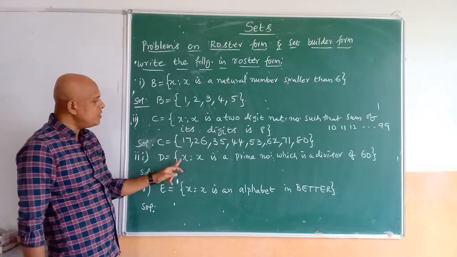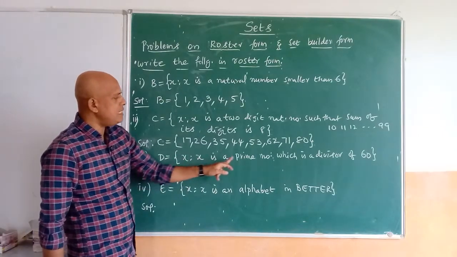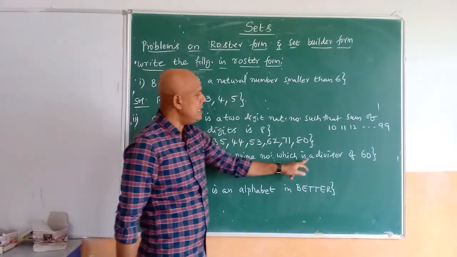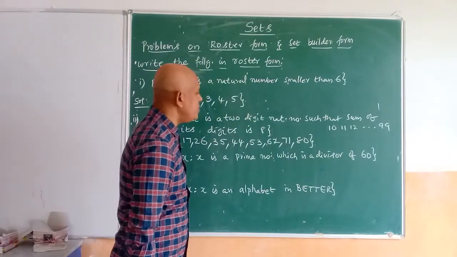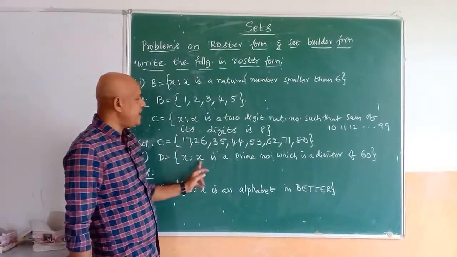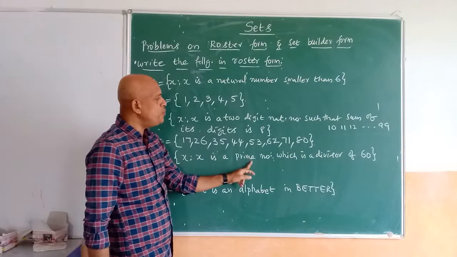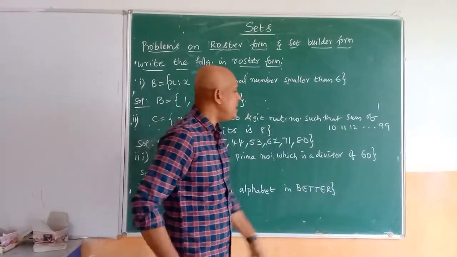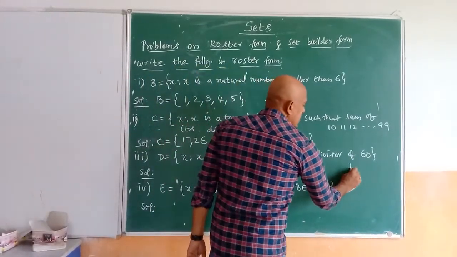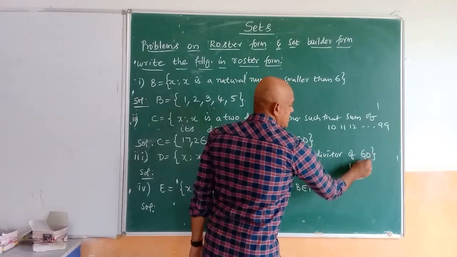D is equal to x such that x is a prime number which is the divisor of 60. So first of all, here x is defined as a prime number as well as it should be a divisor of 60. Divisors you can see are factors of 60. So let us write the factors of 60.